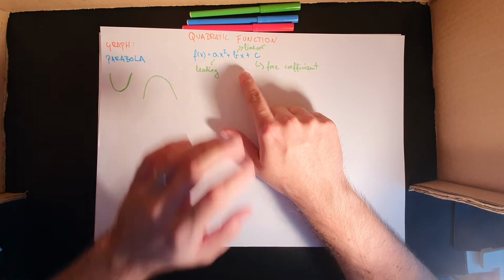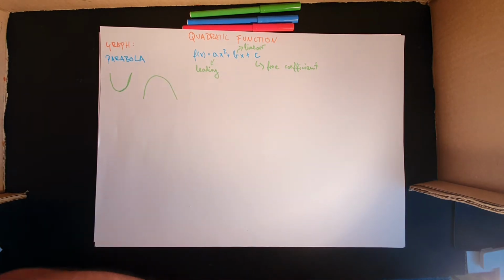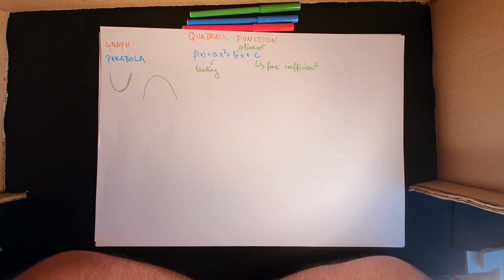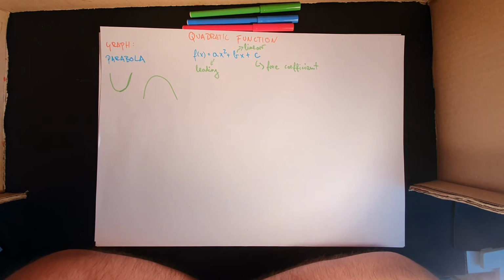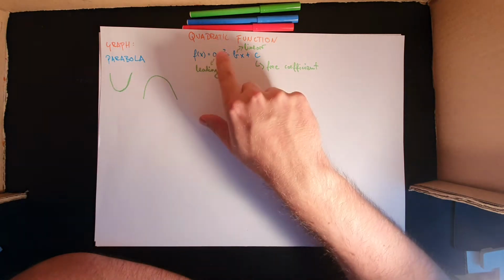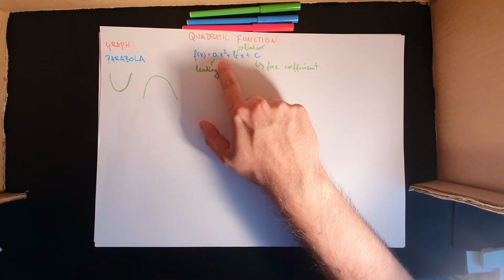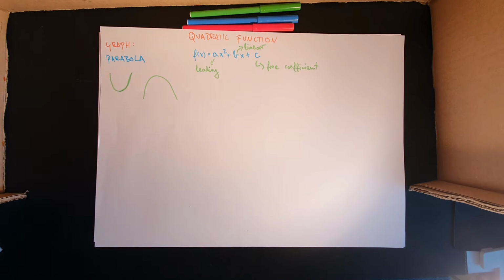From the beginning, this is the formula. F of x is equal to ax squared plus bx plus c. Why is it called quadratic function? Well, similar reason why quadratic equation is called quadratic equation is because x is squared. It's the second degree function, so to say. And we still have the coefficients a, b, and c.